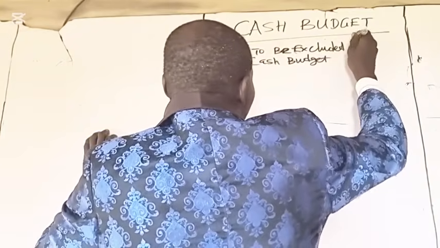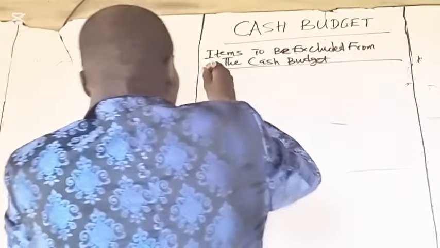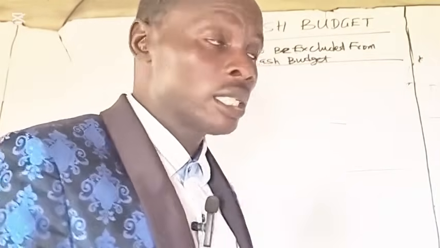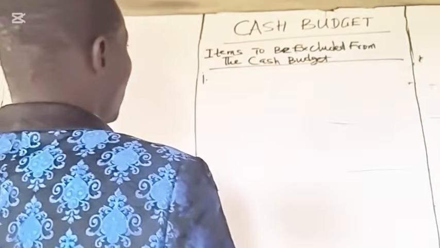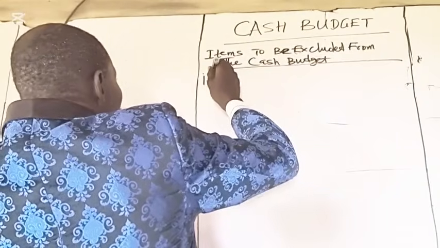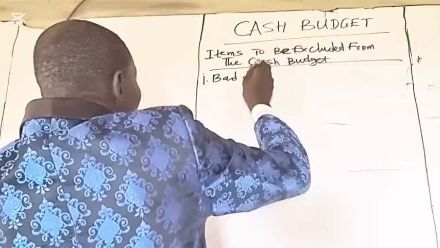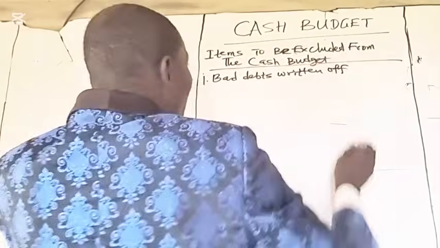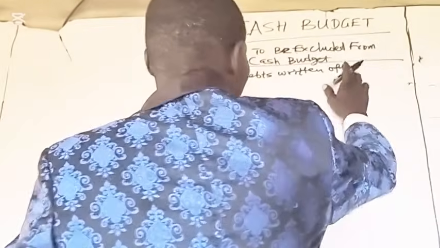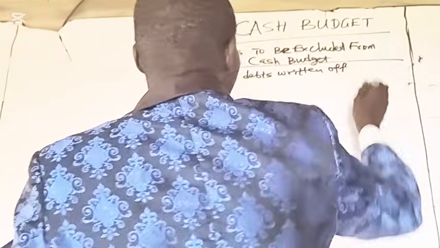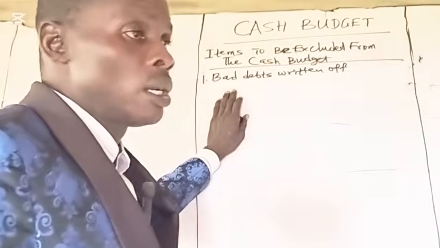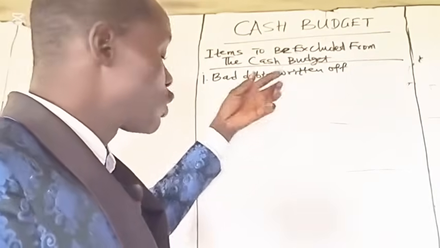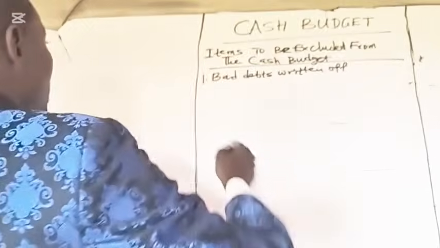Items to be excluded from the cash budget. I've told you those items that do not involve the flows of cash will not be recorded in the cash budget. Items such as the bad debts written off. Even where bad debts written off is given or is included in the items of expenses that we need to go into cash budget, you have to remove them. So it will not be recorded in the cash budget.